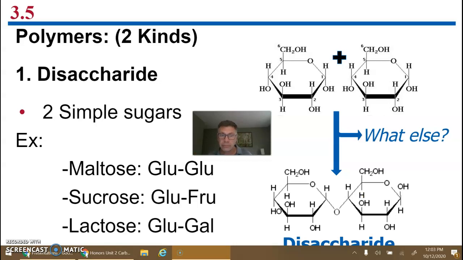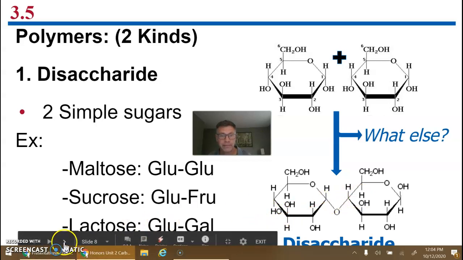And again, some examples of this that we can come in contact with are maltose, sucrose, and lactose. You may have heard of some of those before, in particular maybe lactose, which is milk sugar. They would each be two monomers joined together through dehydration synthesis.